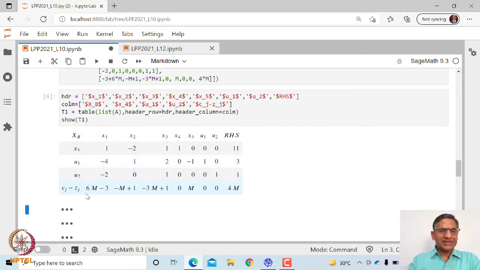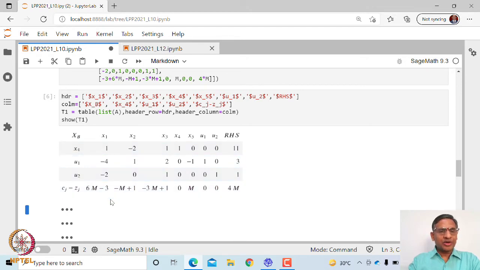Right. Now if you look at this initial simplex table, the right hand side are all non-negative. So this is a basic feasible solution. But the reduced cost coefficient values are 6m minus 3, which is positive for large m, but minus m plus 1 and minus 3m plus 1 will be negative. Therefore this is not an optimal solution. This is feasible but not optimal.